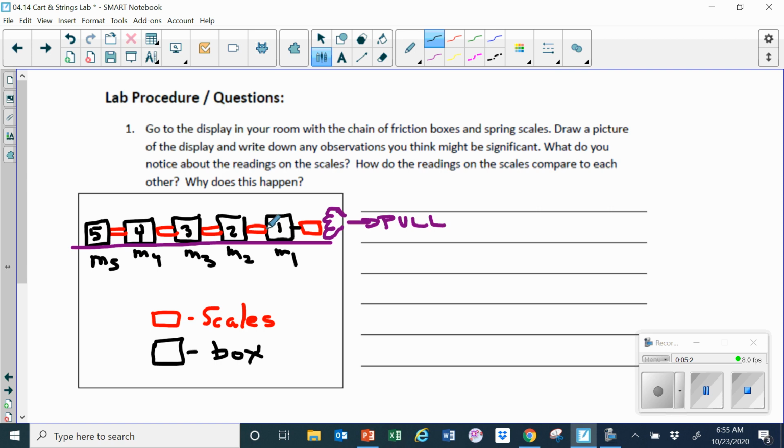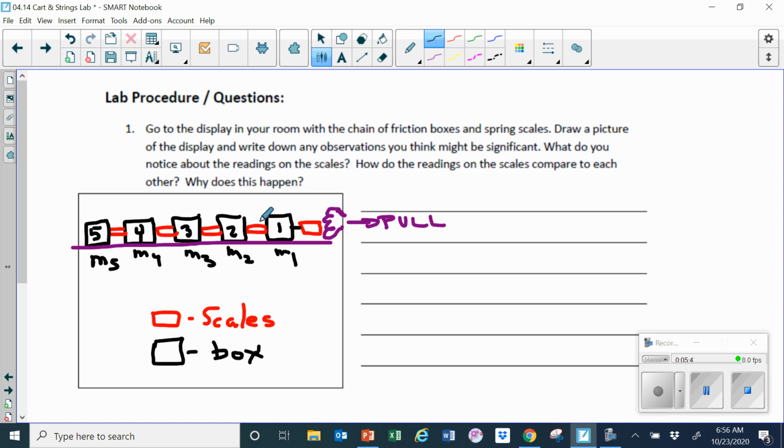One thing you might think about, and I'll give you a little bit of a tip here so you can think about it ahead of time, is that each one of these scales is going to measure the amount of weight being pulled by the cart, by the cars and the scales behind them. So this one is going to be pulling this entire train.